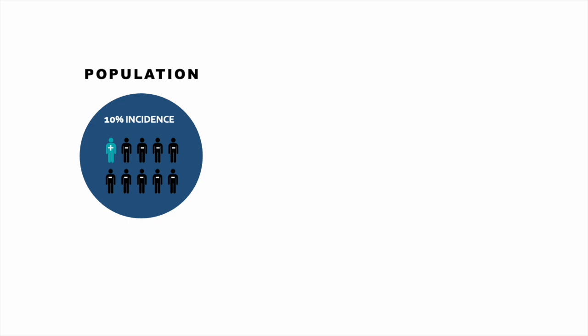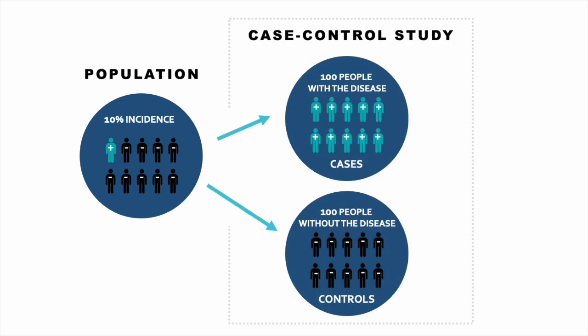To illustrate this, let's say the general population has a 10% incidence of the disease, and you do a case control study by enrolling 100 people with the disease as your cases and 100 people without the disease as your controls. You can't use the data from your case control study to then claim there's a 50% incidence of the disease in the general population.